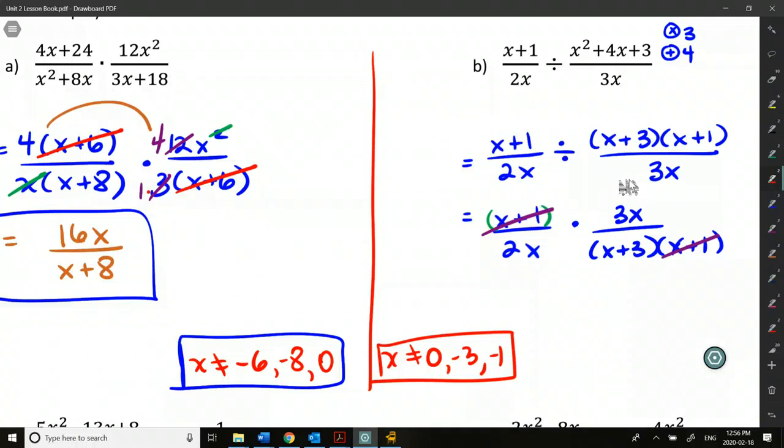I mean, can you do the x's? You tell me. Can we do the x's? No. Are there any pluses or minuses next to them? No. So I can do them then, right? I thought. Okay, so what's left?